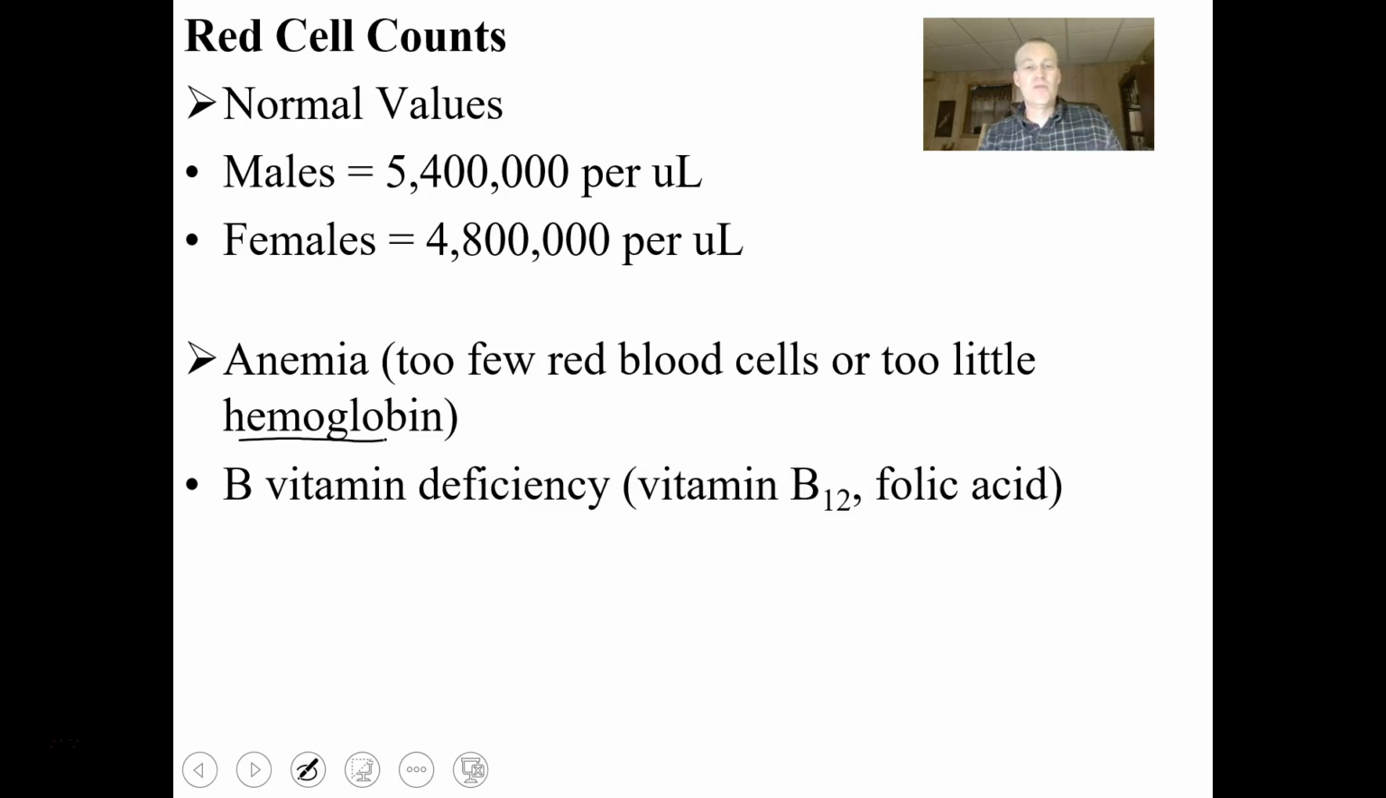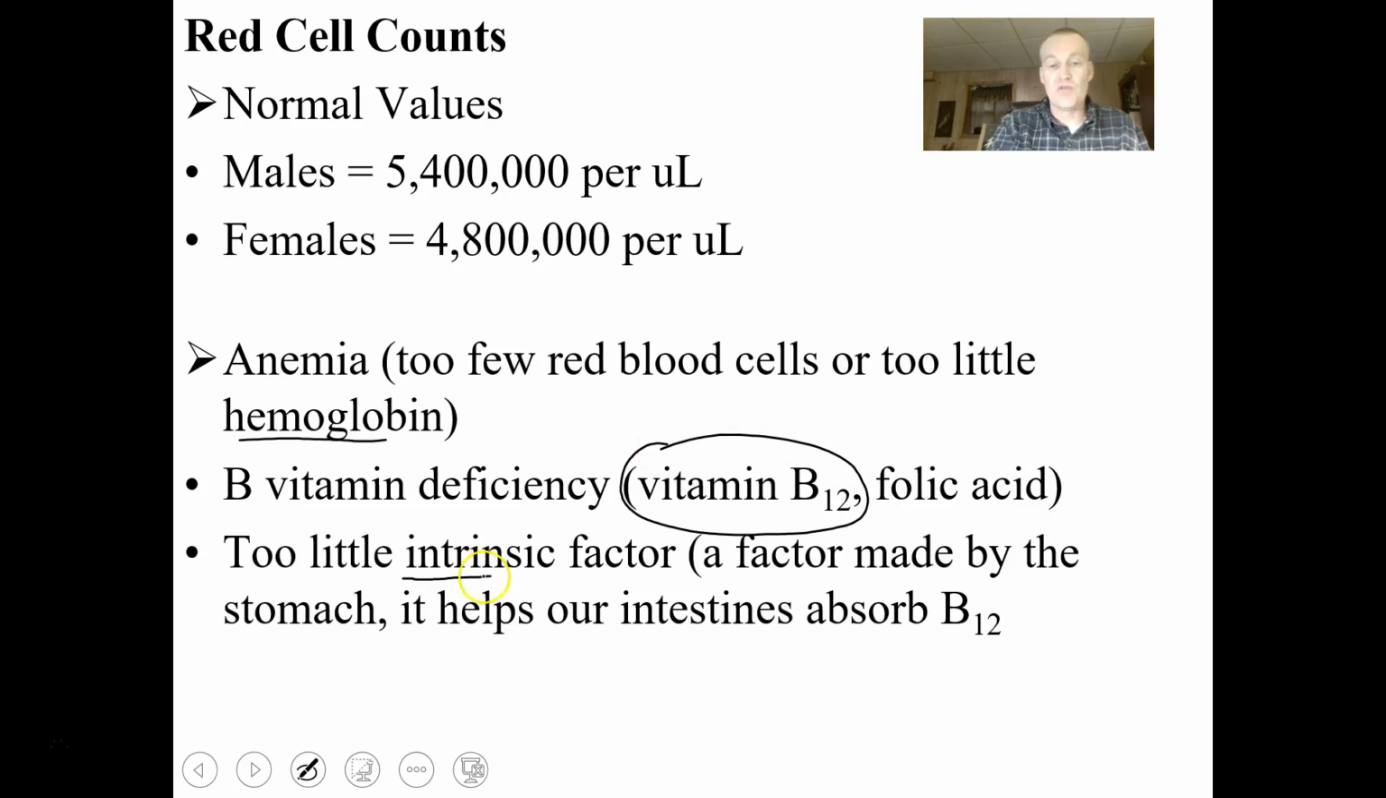Anemia is a broad term that has many different things that cause it. So, for example, one form of anemia can be caused by B vitamin deficiency. In order to make blood cells, you have to have folic acid and vitamin B12. Too little intrinsic factor, which is a factor made by the stomach that helps our intestines absorb vitamin B12, can also cause anemia. We call that pernicious anemia when it's caused by too little vitamin B12 being absorbed into the bloodstream.